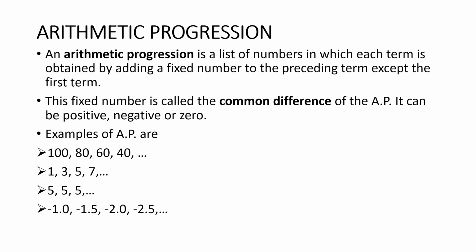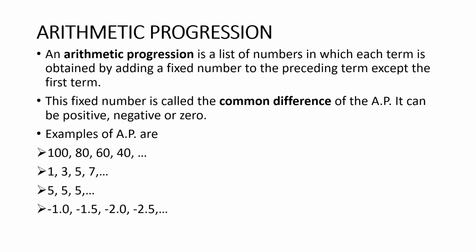Now this fixed number is called the common difference and it can be positive, negative or 0. You can also go down like you go up. Examples of AP are 100, 80, 60, 40. Now you can see over here the difference is minus 20.